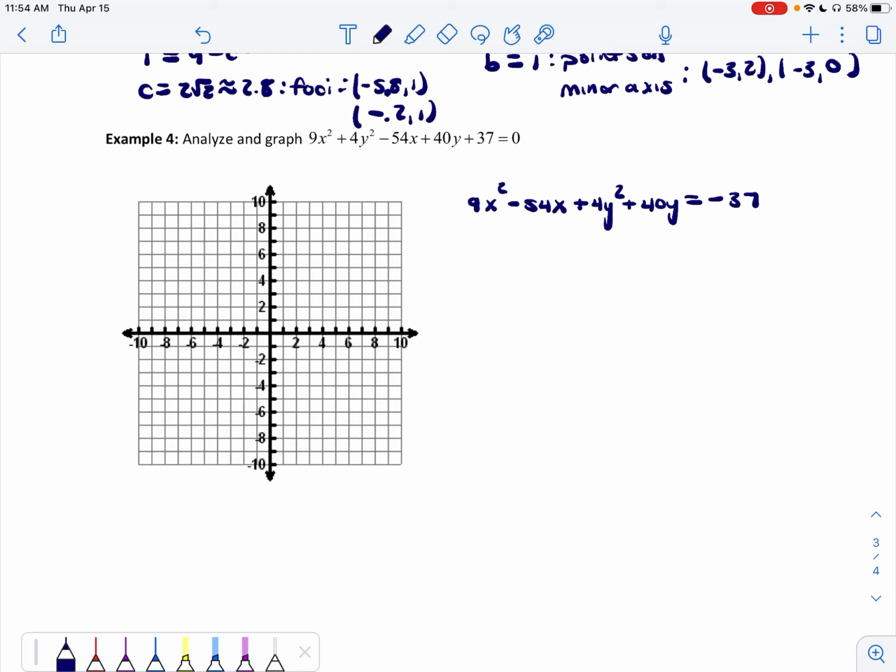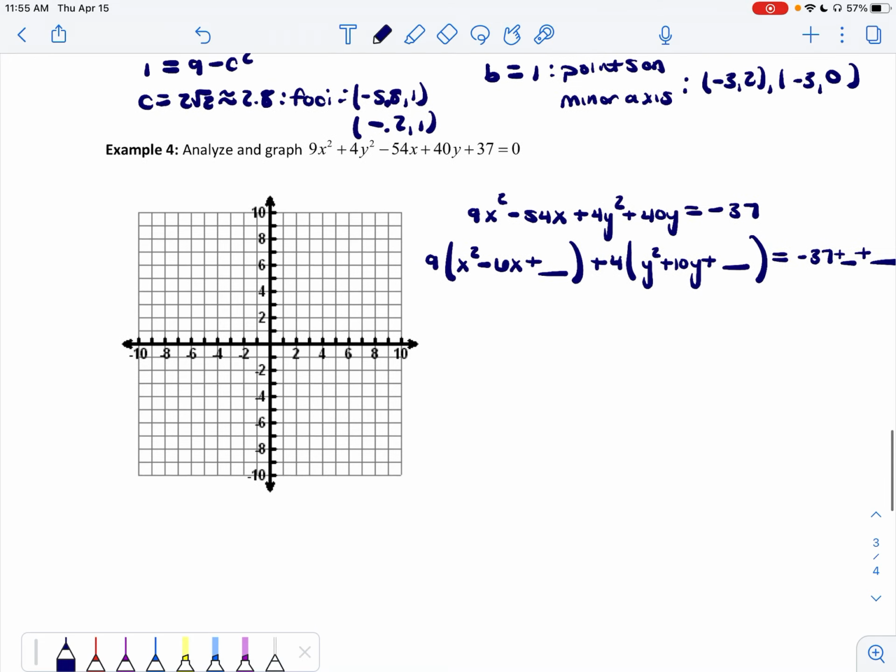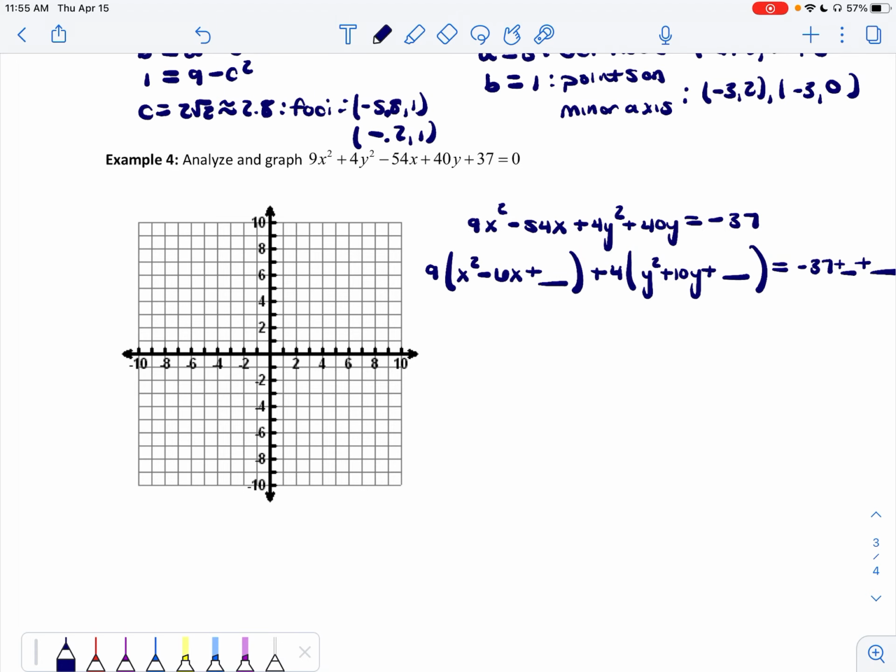Okay. All right, now remember what I told you guys on the last example. Before you complete the square, you have to pull the GCF out of your x's and you have to pull the GCF out of your y's. So with our x's, I'm going to start by pulling out a 9. That would leave us an x squared minus 6x and then plus whatever we need to add to complete the square. With our y's, I'm going to pull out a 4. That's going to leave us y squared plus 10y plus whatever we need to add to complete the square. And that's still equal to negative 37. And then again, whatever we add to the left, we have to add to the right to keep everything balanced.